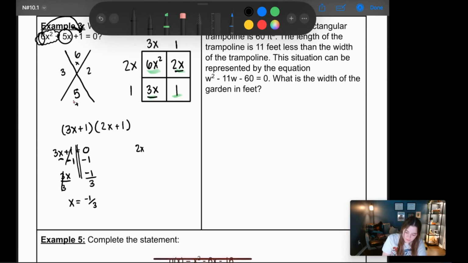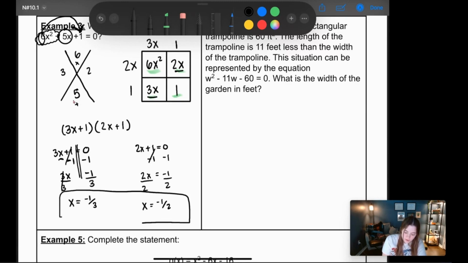So 2x plus 1, and you can probably see where this is kind of going because it's almost the exact same method. 2x is equal to negative 1. There we go. Divide by 2, divide by 2. X is equal to negative 1 over 2, and I can't simplify any further. So these are my x values, roots, zeros.